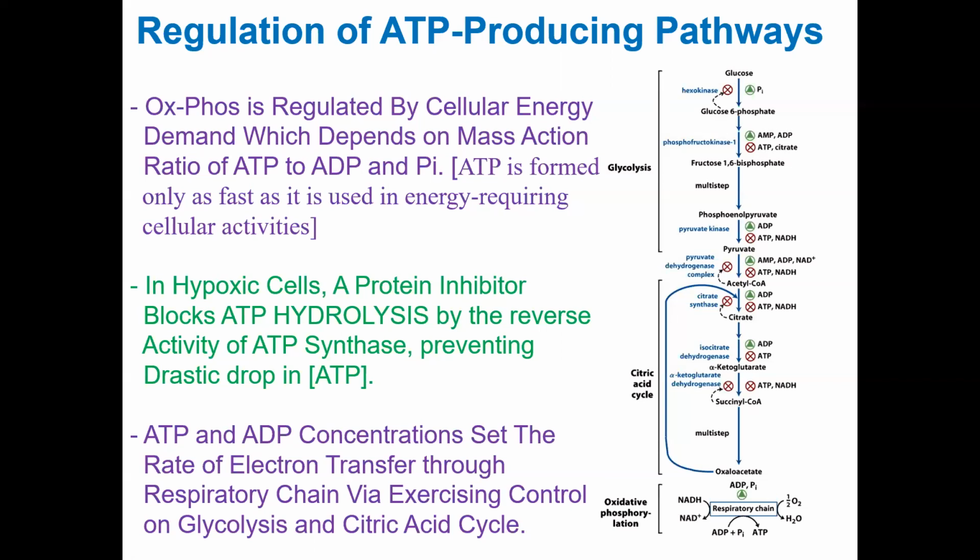So with extreme variations in energy demand, there is still only a little variation in the ratio of ATP to ADP and inorganic phosphate. Cells are very sensitive to that. And so they will sense that, and they will make ATP as fast as the cells are able to consume it, right?